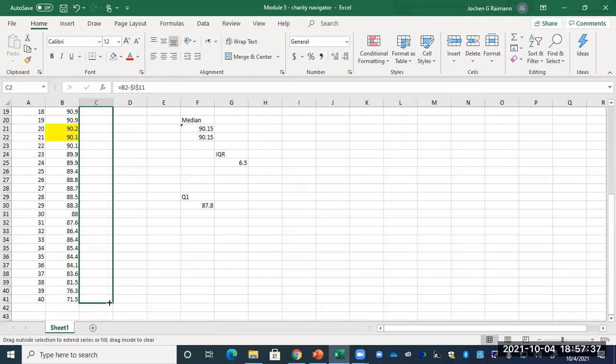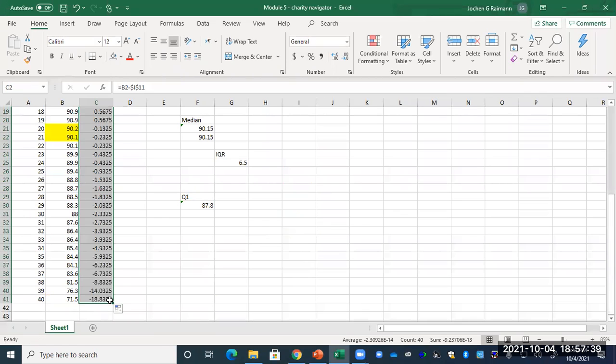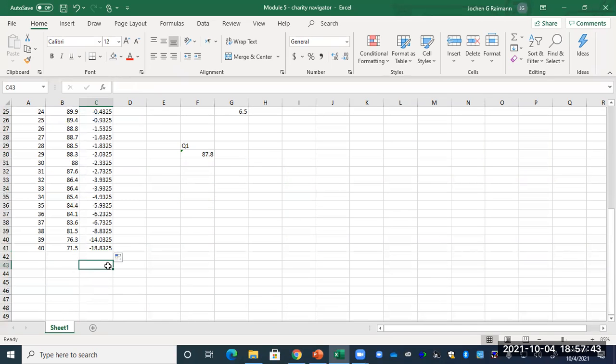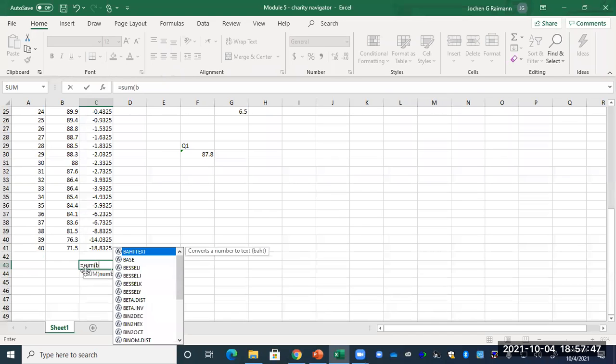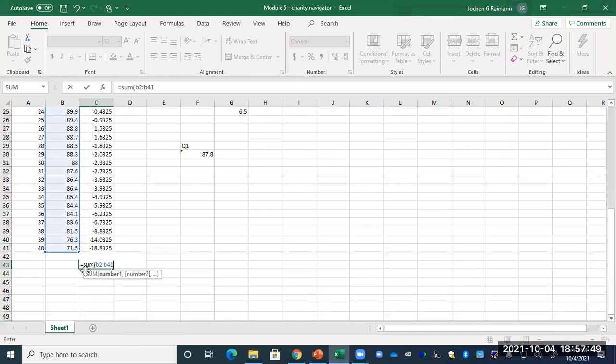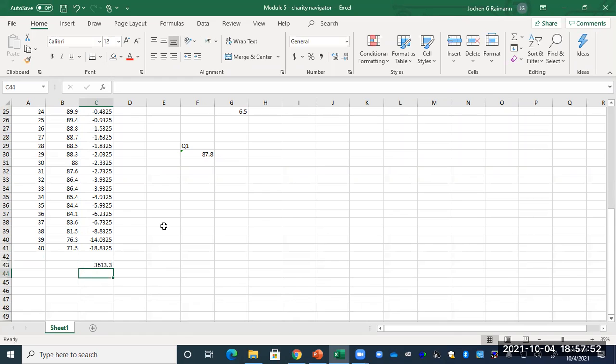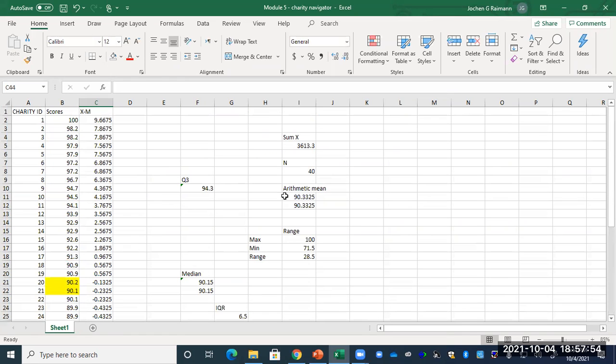So now I pulled this down to row 41, and here it becomes negative, right? And now let's put to the test what we said before. If we sum this up, which is now sum B2 to B41, we're getting a number which we know already, right?